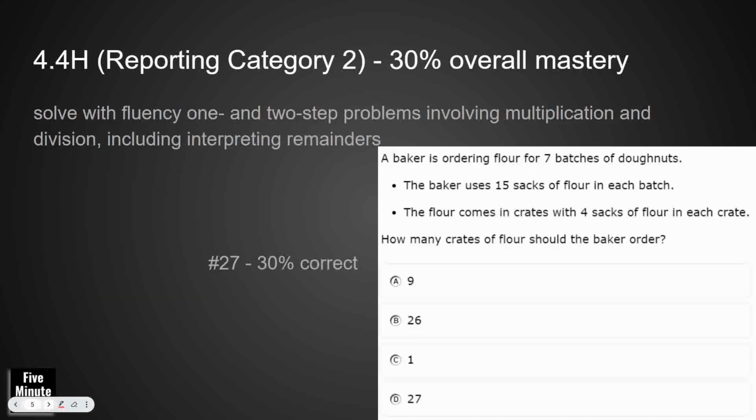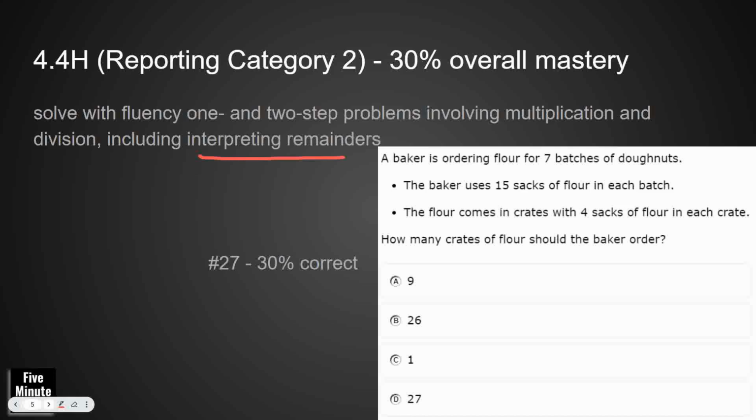All right, so our next one is 4.4H, and you see that we just got this one problem here. It's a two-step problem, but we have to interpret the remainder. Only 30% get it correct.